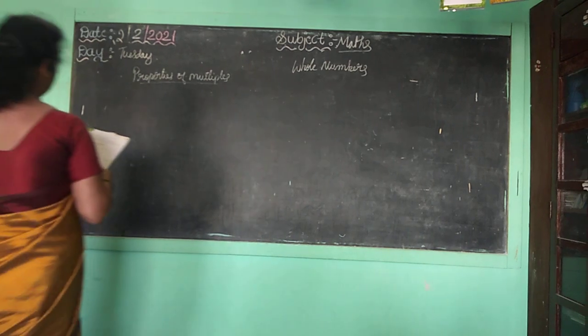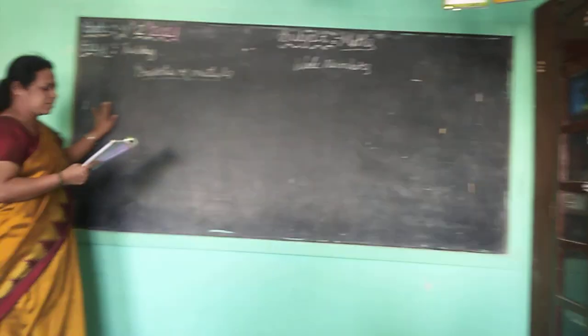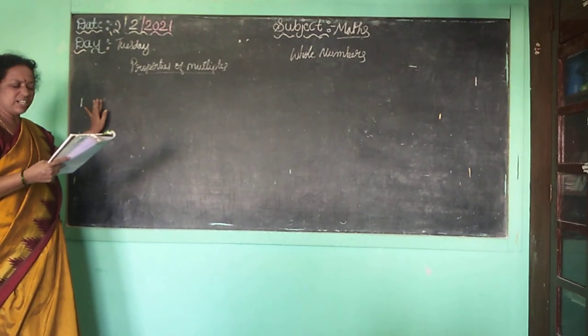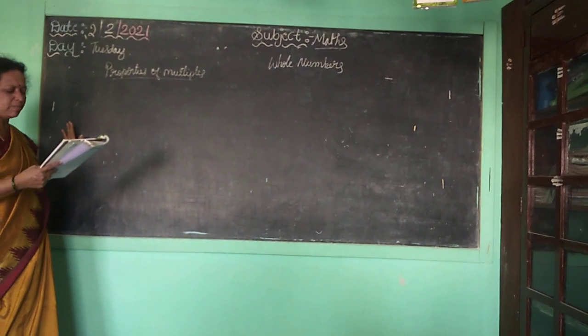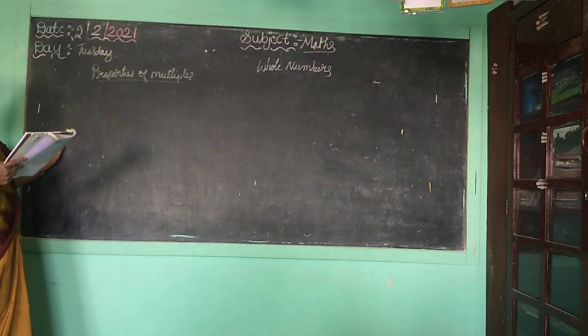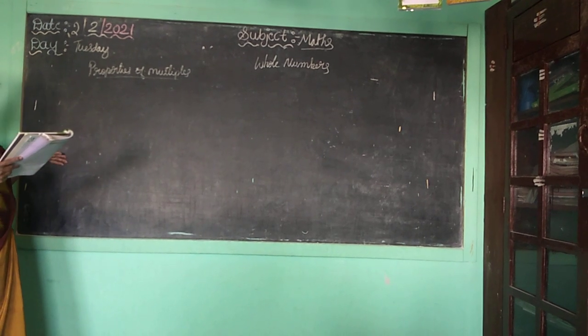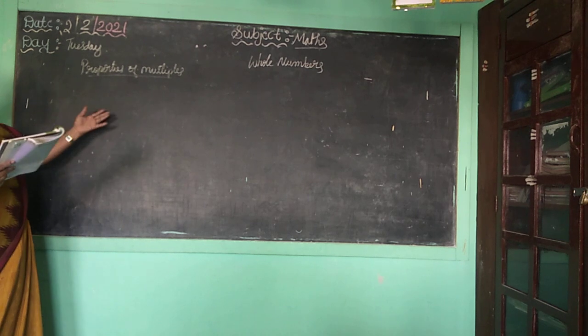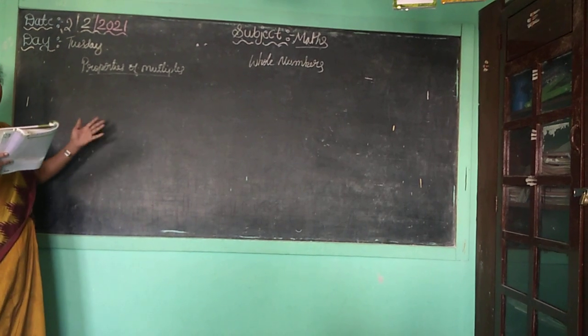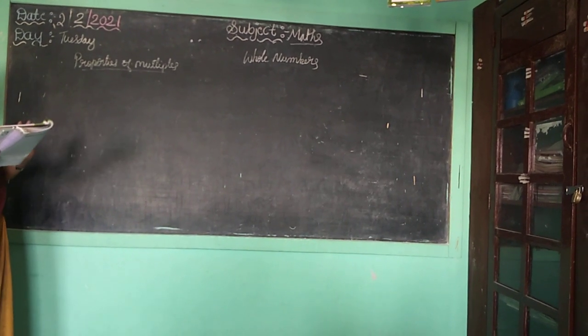Properties of multiples, children. First one, every number is a multiple of 1. Every number is a multiple of itself, and 0 is a multiple of every number. So every multiple of a whole number is either greater than or equal to the number. So you can write how many there are, like the first 3 multiples of 5 or the first 5 multiples of 4. You can write tables. You know the numbers, no?